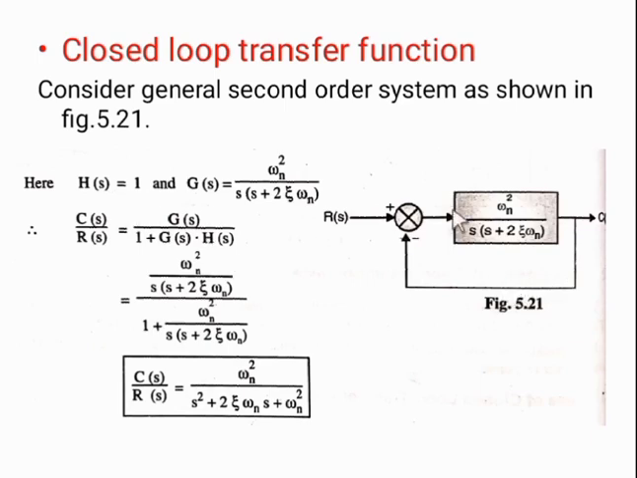H(s) equal to 1 and G(s) equal to omega n square divided by s times (s plus 2 zeta omega n). So the general equation of this system, C(s) by R(s) equal to G(s) upon 1 plus G(s)H(s). If we put the value of G(s) and H(s) equal to 1, we get C(s) by R(s) equal to omega n square divided by s square plus 2 zeta omega n s plus omega n square. This is the general equation for the second order system.